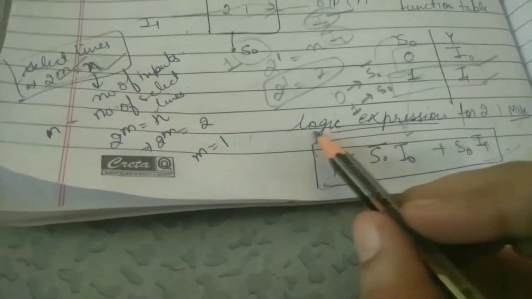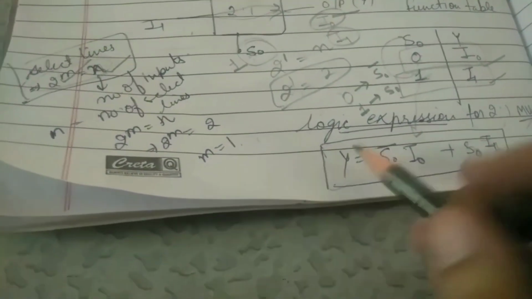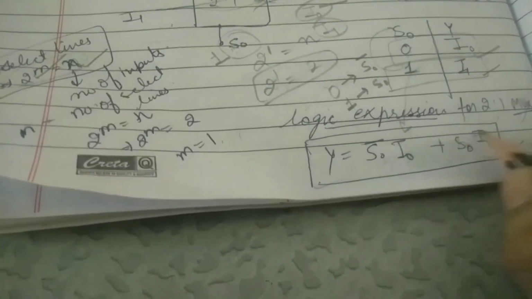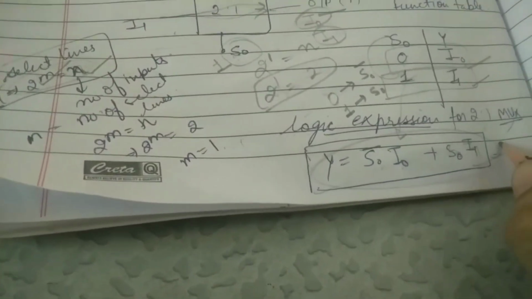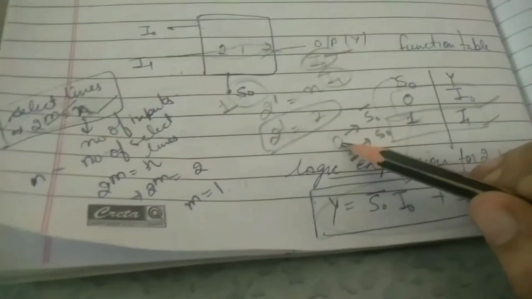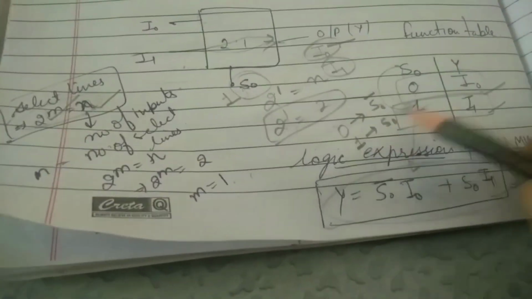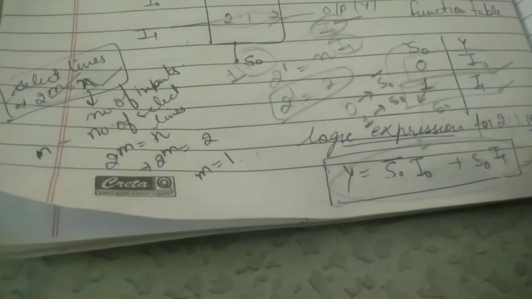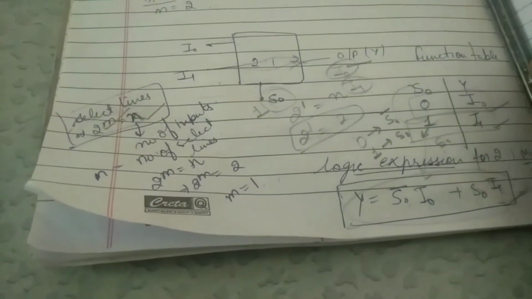And after that we learned the logic expression for the 2:1 multiplexer. So this is very easy: S0 complement into I0 plus S0 into I1. So this is the logic expression for the 2:1 multiplexer. Whenever we have 0, we write its complement, S0 complement, and whenever we have 1 here, then we simply write S0. So this is how we can write the logic expression for the 2:1 multiplexer.